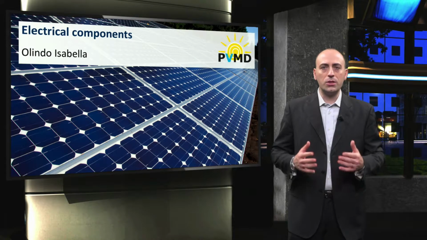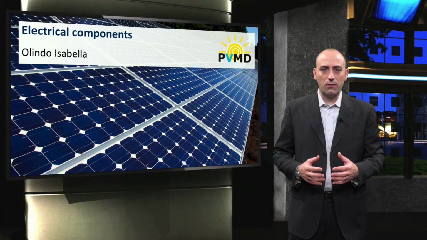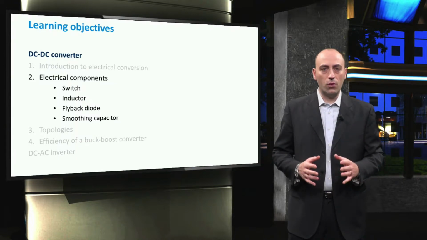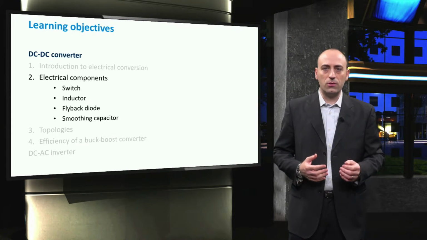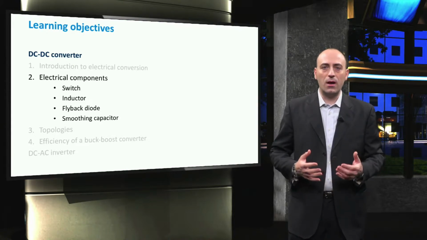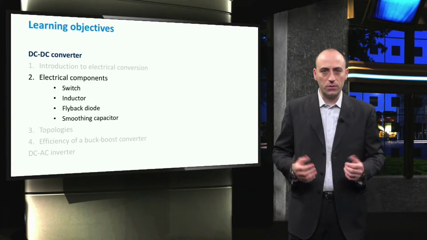In this video, we shall see the main electrical components that are present in all power electronics used to convert direct current and alternating current. These components are four: the switch, the inductor, the flyback diode, and the smoothing capacitor. Then, once we understand how these components work, in the next video we shall deploy them in various topologies.